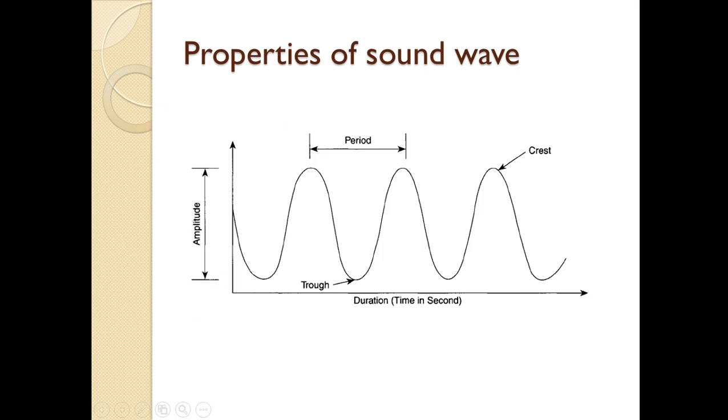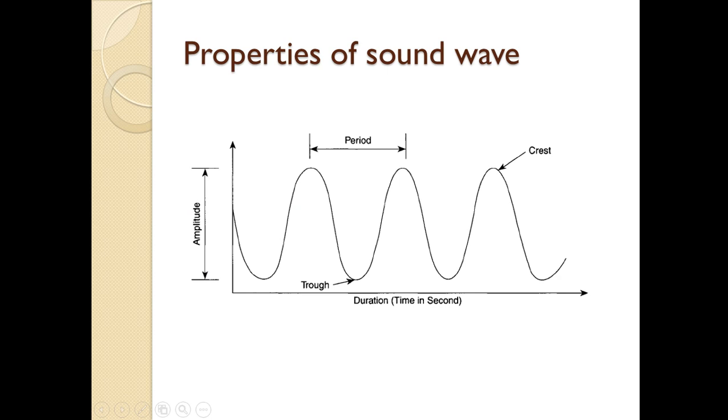Here I have mentioned properties of sound waves. This is the amplitude, as I mentioned before. This is the period, the gap between two crests or two troughs, but the x-axis should be time to be a period. Otherwise, if this is distance, this would be the wavelength. This is the crest, this is the trough.